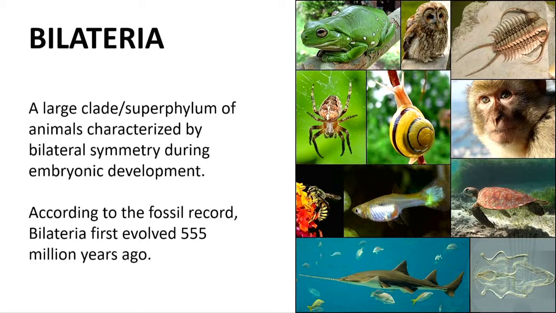According to the fossil record, this taxa of animals evolved around 555 million years ago. So it's been around quite some time. That's why in the animal kingdom, we see a lot of animals with this form of symmetry.